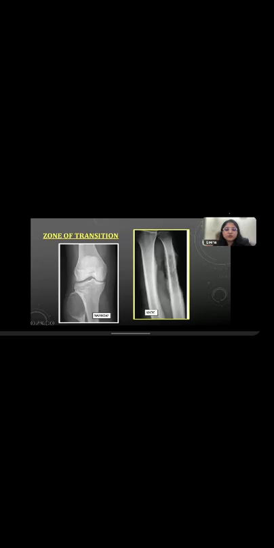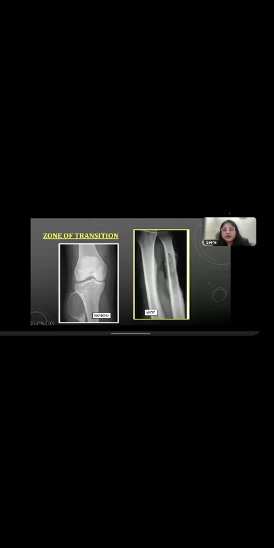Now, next we come to zone of transition. As I discussed before, a narrow zone of transition means that we have a clear distinction between where the normal bone ends and where the lesion starts. Like here, in this GCT, you can see that there is a clear and very narrow zone of transition between normal bone and the lesion.